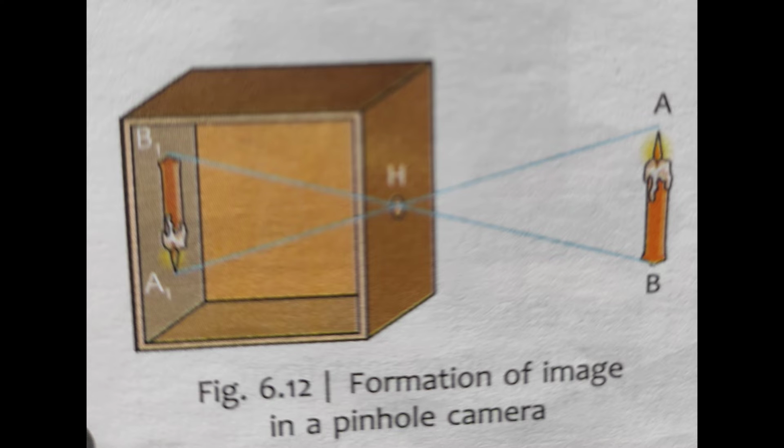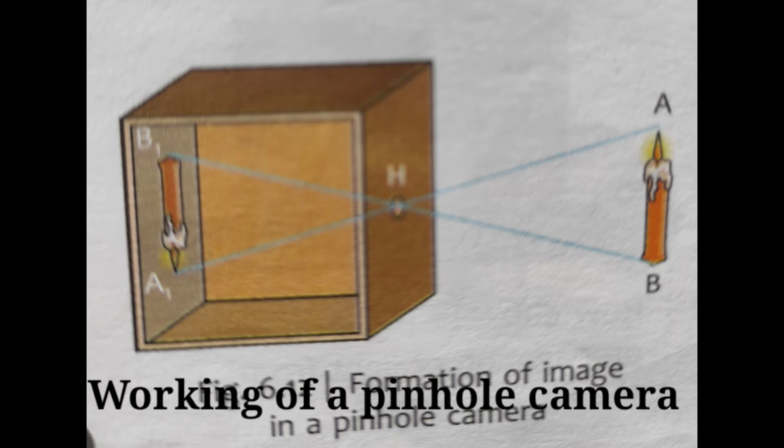Now we will talk about the pinhole camera. A pinhole camera is a simple device used to take photographs of stationary objects. It works on the principle that light travels in a straight line. The working of a pinhole camera: place a lighted candle AB in front of the pinhole H of the camera. Rays from the flame will travel in all directions.